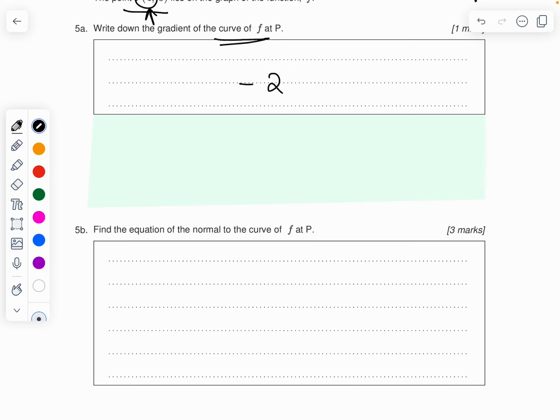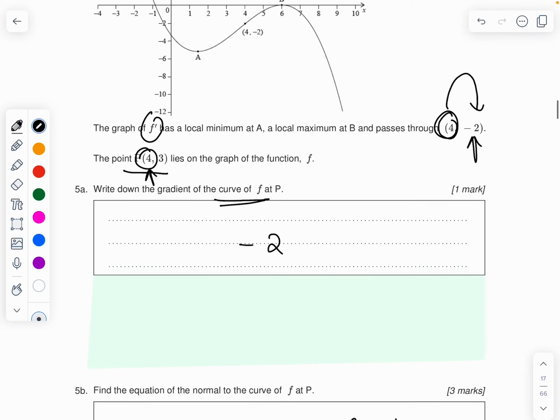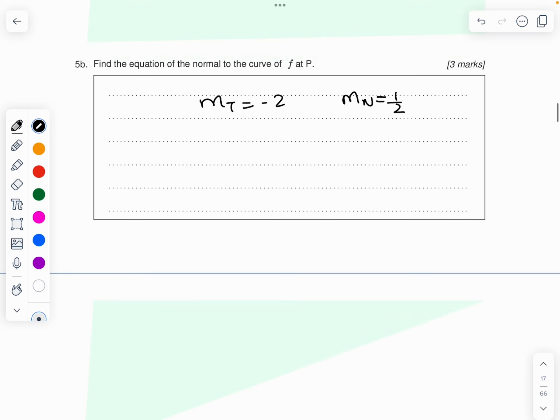So the gradient of the tangent was negative 2. So the gradient of the normal will become 1 upon 2. Then at P, what was P? (4, 3). So y minus y1 equals m times x minus x1. So 2y minus 6 equals x minus 4. So it becomes x minus 2y plus 2 equals 0.